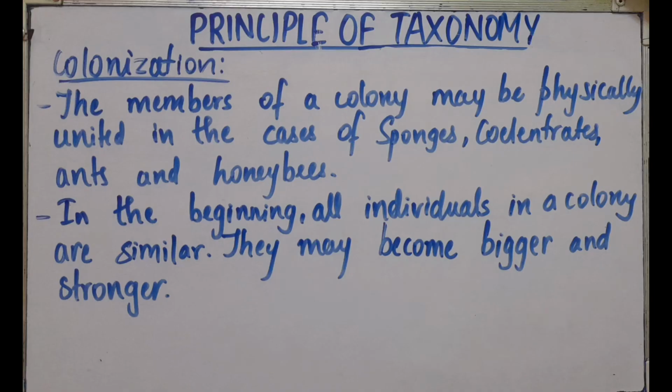In the beginning, all individuals in a colony are similar. They may become bigger and stronger. In a colony, the individuals behave as specialized organs. Some colonial flagellated green algae are made up of simple clusters of independent cells.